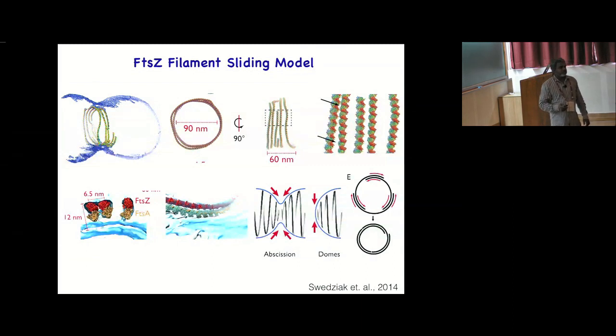As it constricts, then the FtsZ should turn over? Turn over, yes. Okay. So the GTP hydrolysis will lead to depolymerization, and as it's constricting, it will turn over. And that's observed? Yes. Okay.